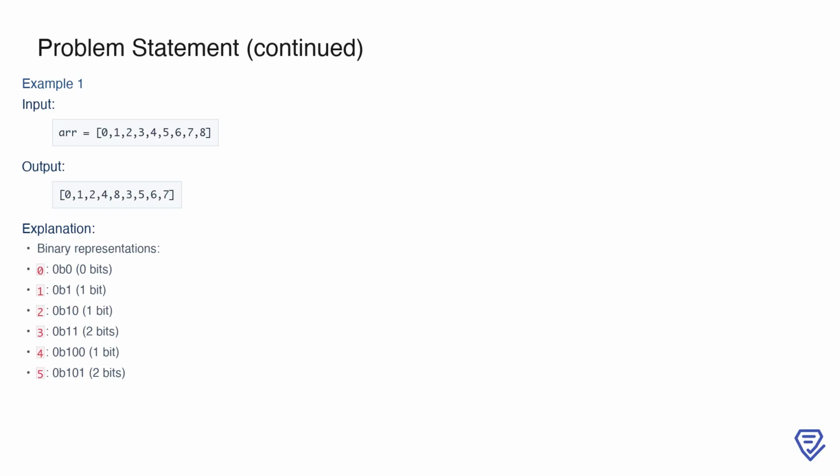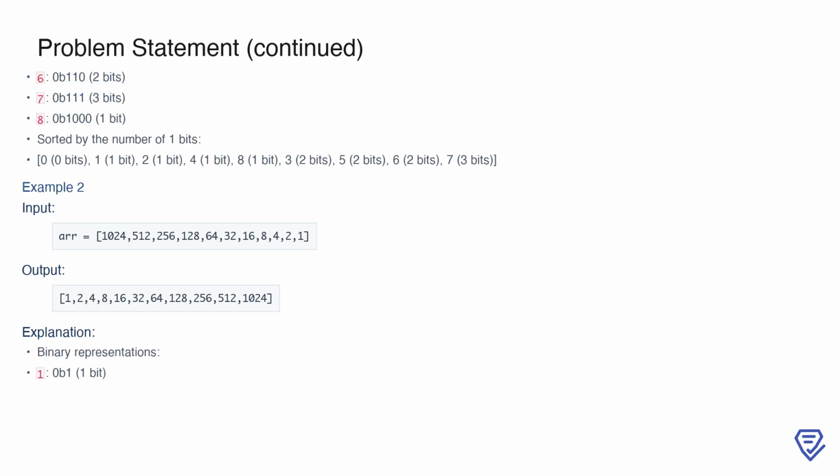Once we have this information, we sort the numbers first by the count of 1 bits and, in cases where the counts are the same, by their numerical value. Continuing with the explanation, the binary representation of 4 is 0b100 with 1 bit, 5 is 0b101 with 2 bits, 6 is 0b110 with 2 bits, 7 is 0b111 with 3 bits, and finally, 8 is 0b1000 with 1 bit.